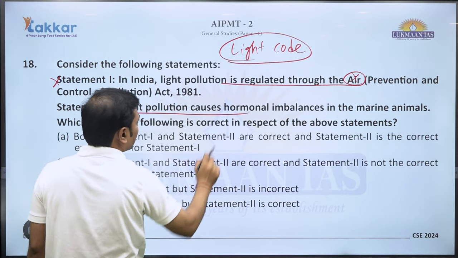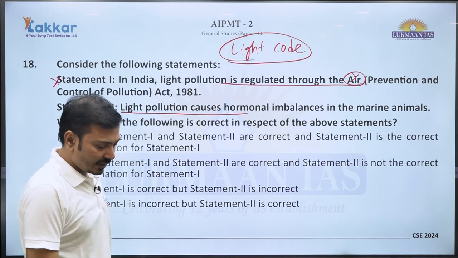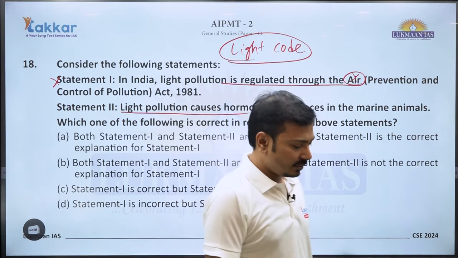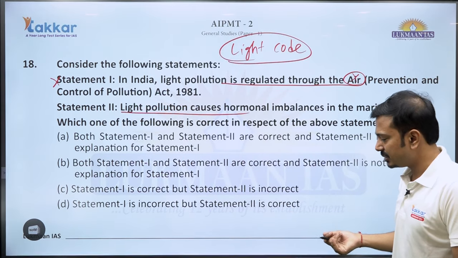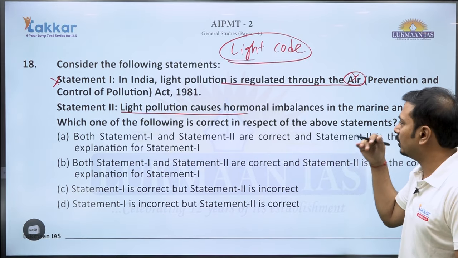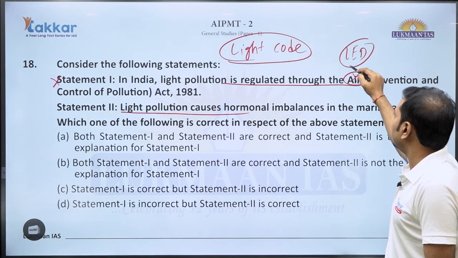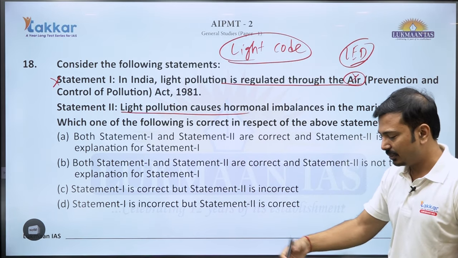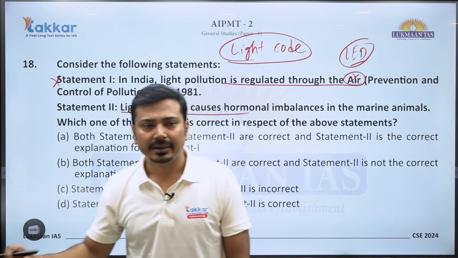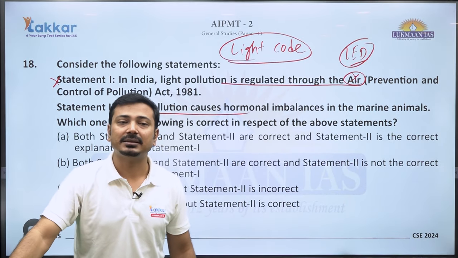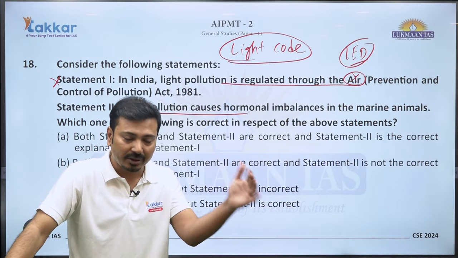Light pollution causes hormonal imbalances in marine animals. This is true, especially in coastal areas. That's why marine animals like turtles or other species in coastal ecology, when they are exposed to such light, especially LED, light penetration in the water is very high, and they are exposed to this light which is harmful for their health. So there can be hormonal imbalances. There can be a unique kind of impact on their reproductive system.